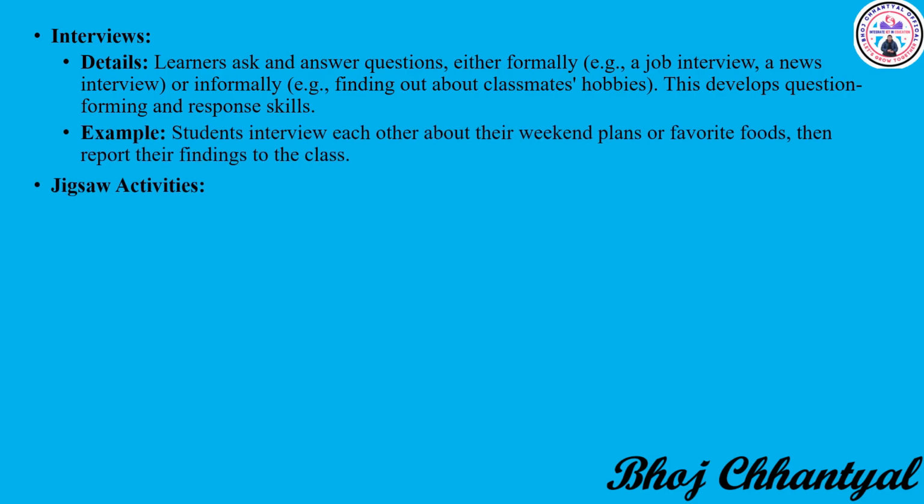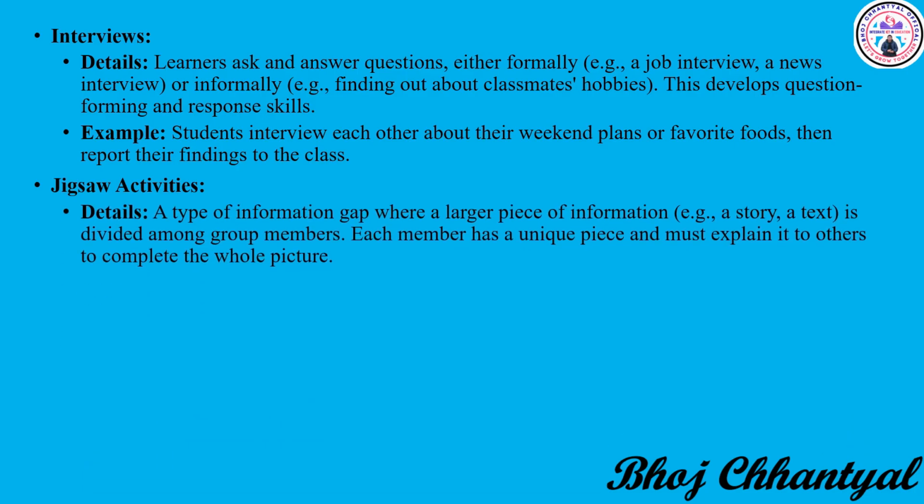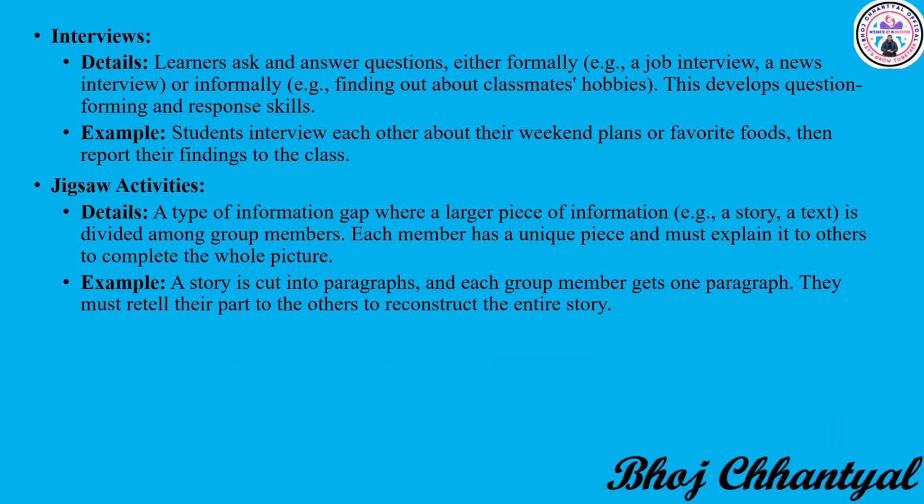Jigsaw activities. Details: a type of information gap where a larger piece of information, e.g., a story, a text, is divided among group members. Each member has a unique piece and must explain it to others to complete the whole picture. Example: a story is cut into paragraphs, and each group member gets one paragraph. They must retell their part to the others to reconstruct the entire story.